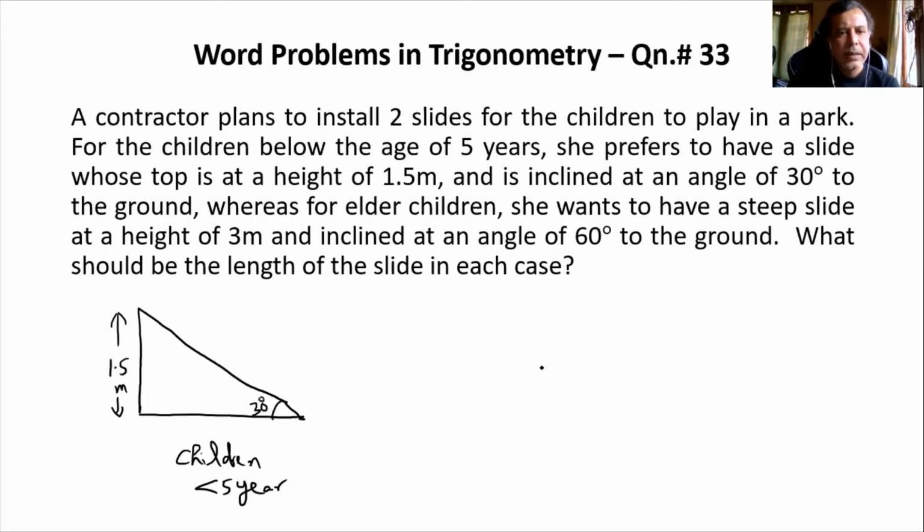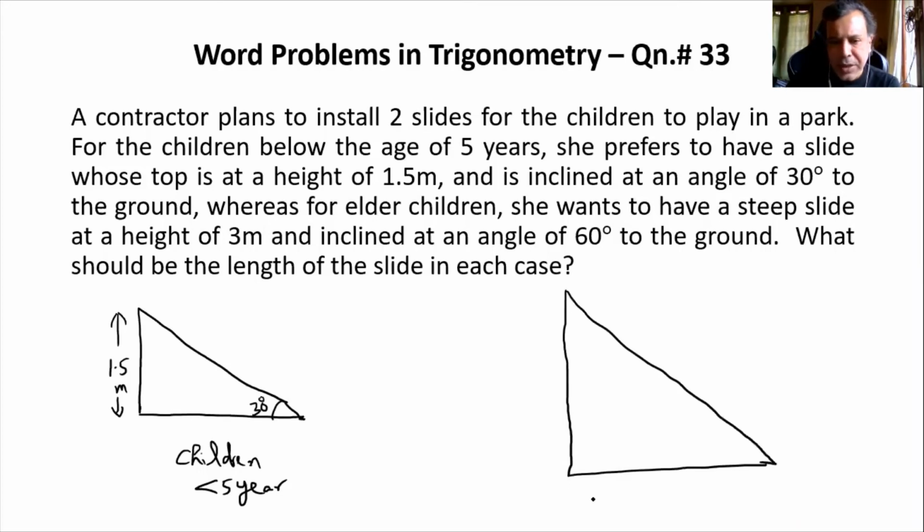Right? Then, whereas for the elder children, she wants to have a steep slide at a height of 3 meters. So let me draw one more. Height is more. This is for elder children. Okay, they say it is 3 meters in height, and it is creating an angle of 60 degrees. This is 60 degrees.